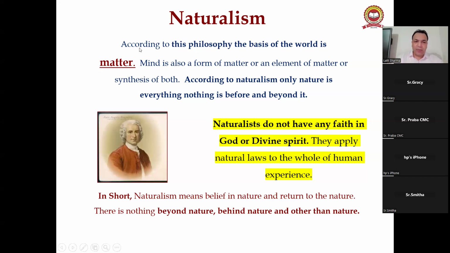So now we discuss it. According to this philosophy, the basis of the world is matter. Mind is also a form of matter or an element of matter or a synthesis of both. According to naturalism, only nature is everything, nothing is before and beyond it. Naturalists do not have any faith in God. They have a faith in the nature.